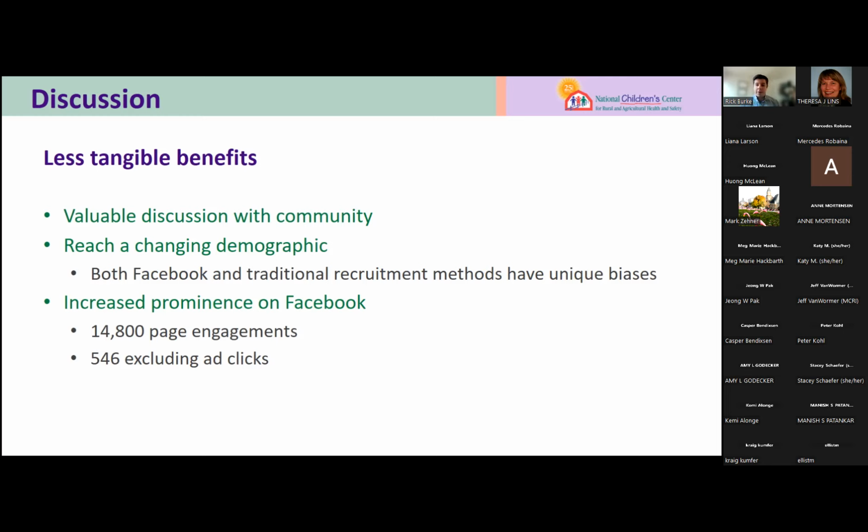It can also lead to an increased prominence on Facebook. If your office runs a Facebook page or your center runs a Facebook page, this will give you an opportunity to build your followers there and increase the spread of your research and the work that you're doing. So we had 14,800 page engagements during this campaign. Most of those were clicks on the ads themselves, but over 500 of those were new to the page, to the Children's Center page, which was great to see and always appreciated for us increasing our prominence on Facebook.